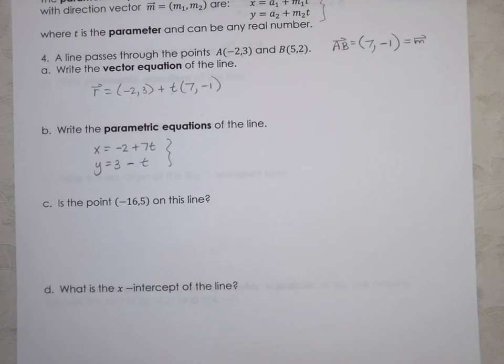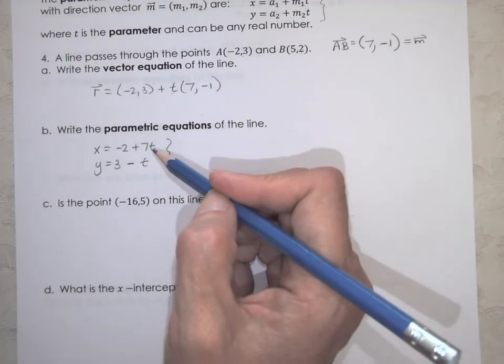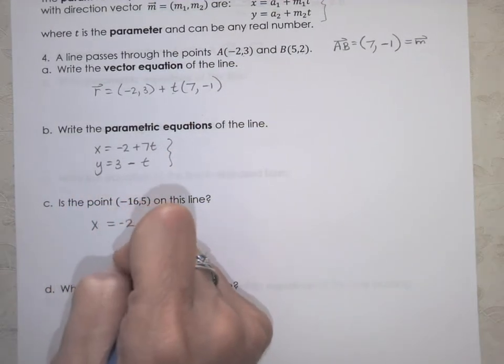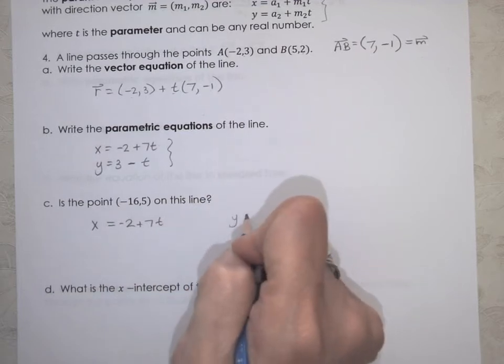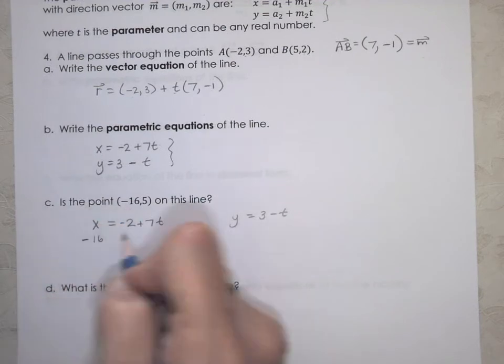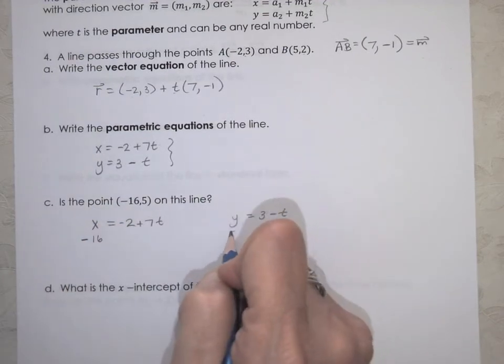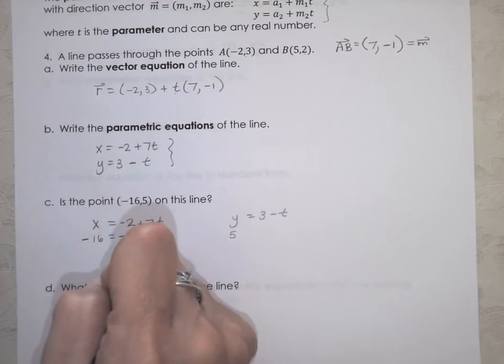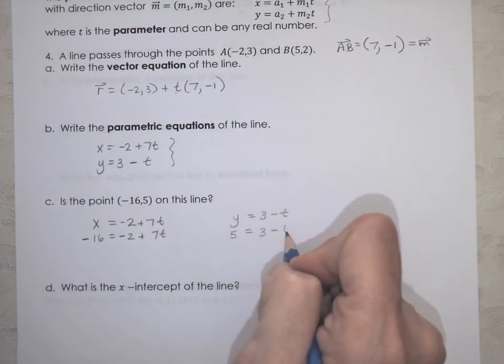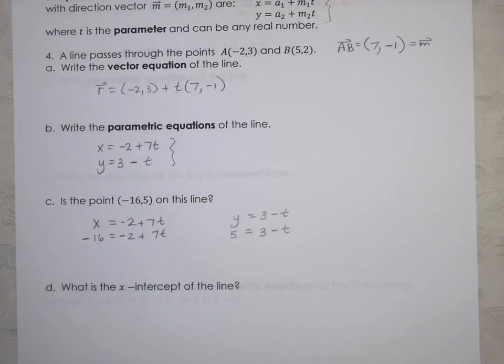Part C: is the point (-16, 5) on this line? Well, for a point to be on the line, we would need to get the same value of t. So if I write these out side by side instead of up and down, if (-16, 5) is a point on the line, so if x is -16 and y is 5, I should get the same value of t in each of my parametric equations when I solve for t.